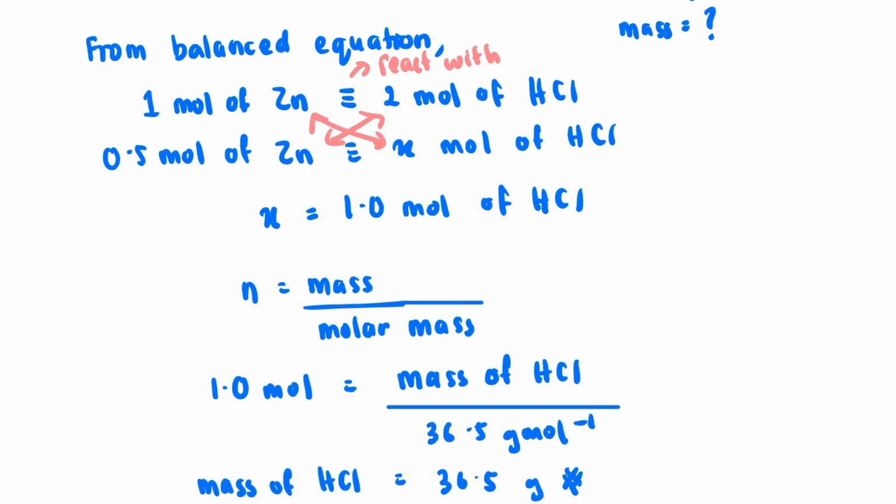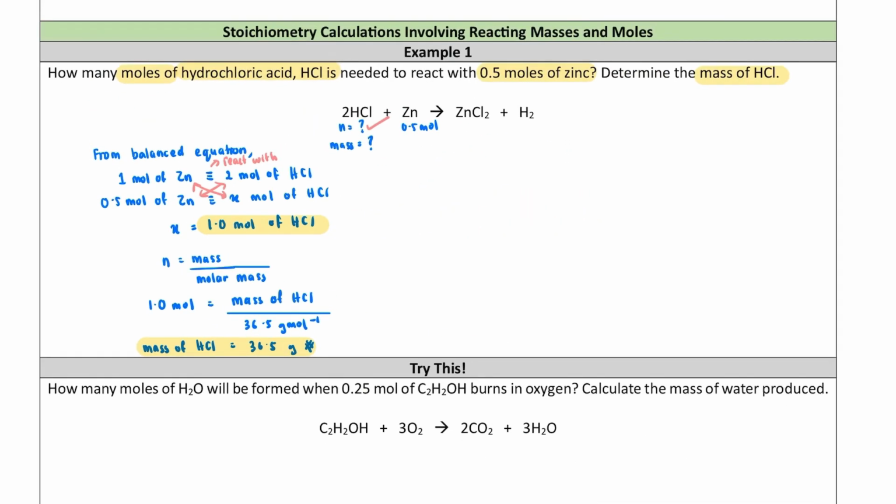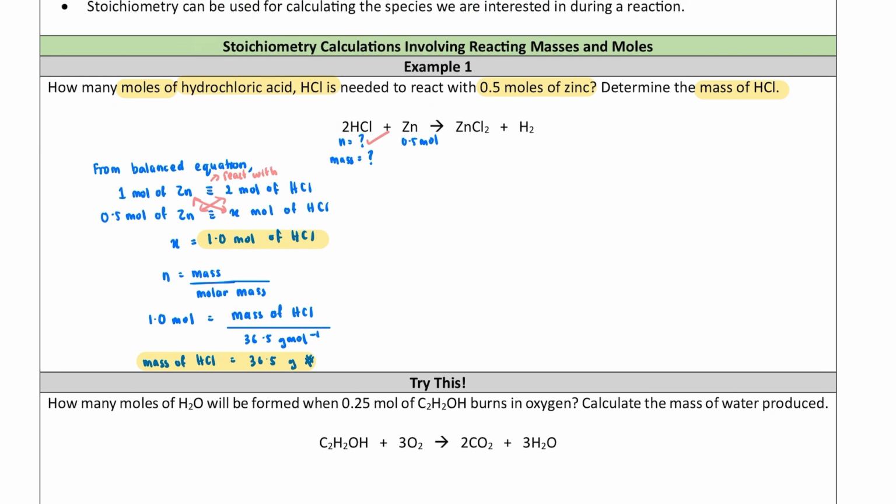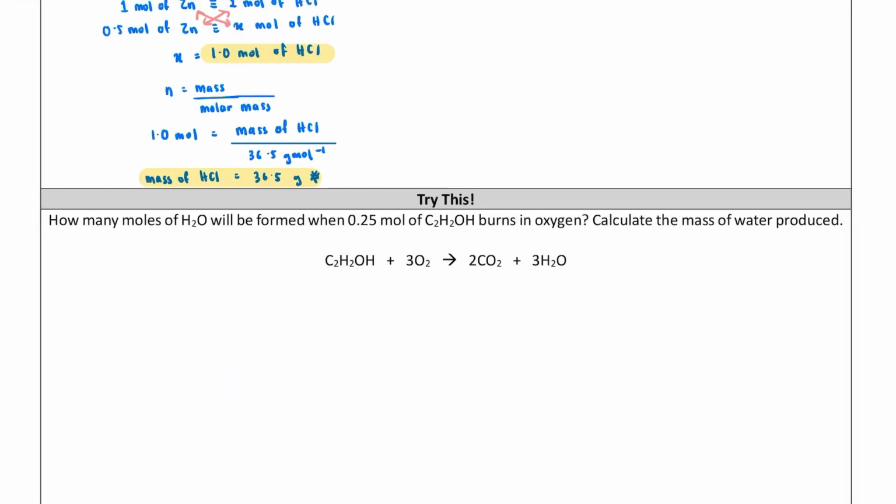Lastly, 36.5 gram per mole times 1 gives 36.5 gram of HCl. So we have got the mole of HCl that was asked, and we have got the mass of HCl that was asked. So that is settled for example 1.